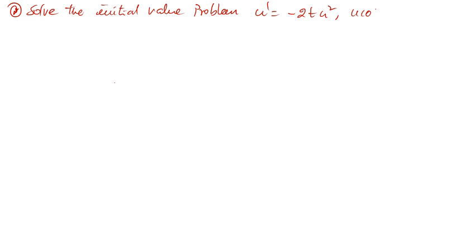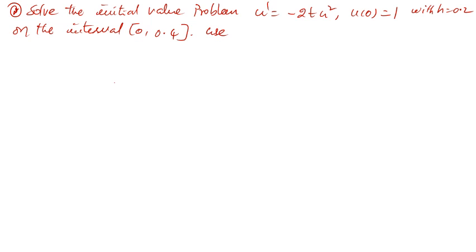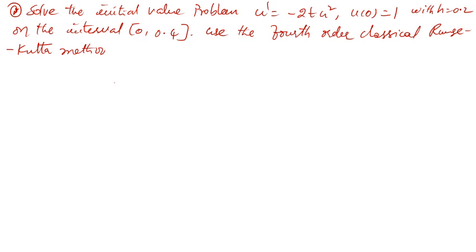Now one problem based on Runge Kutta fourth order. Solve the initial value problem, same problem: u dash equals minus 2 t u squared with u of 0 equals 1, with h equal to 0.2 on the interval 0 to 0.4. Use the fourth order classical Runge Kutta method. Compare with the exact solution.